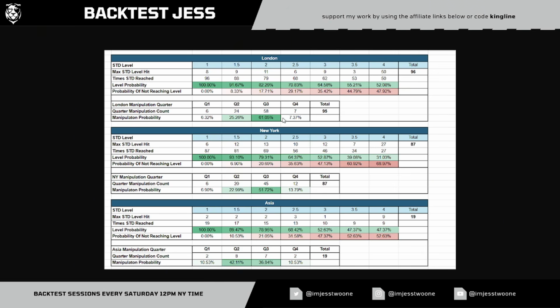So the manipulation is probable to happen in Q3, the highest amongst all of them except for Asia, and then what deviation is being delivered, more than likely 2 standard deviations from all of them. And these are things that we'll see, right? We'll be able to confirm or deny these things.